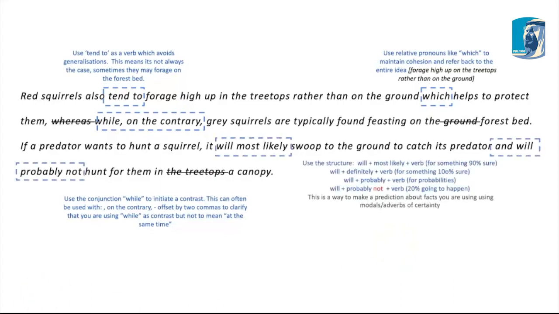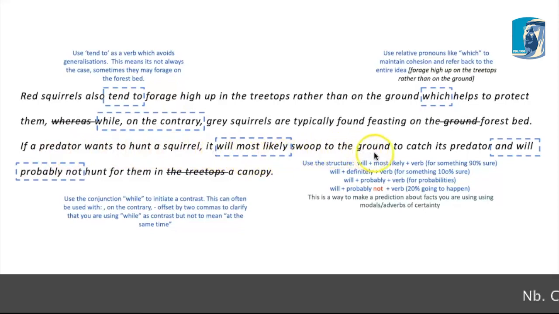Then, if we go in, we see that we have an if clause here. Once I see this towards the end of the paragraph, I know that the student is trying to conclude something or provide some type of predictive phrase. Try to end your paragraphs on a prediction which is close to the facts. So if a predator, we've used this idea of predator, owl, wants to hunt a squirrel, it will most likely swoop to the ground to catch its prey and will probably not hunt for them in the treetops or canopy.